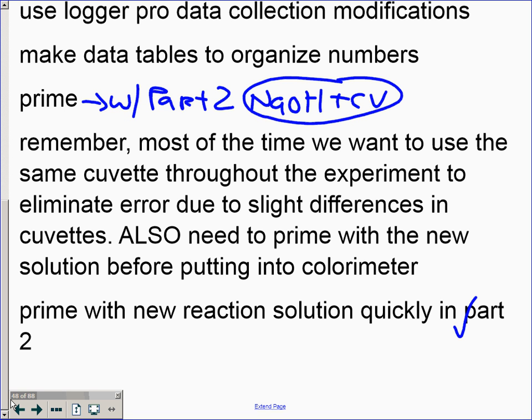So guys, listen as you get started. Do not start your Logger Pro until you get your dilutions made. One person can work on getting Logger Pro set up and manipulating the data collection so that you get the data you want. But everyone else is probably working on dilutions. Okay?